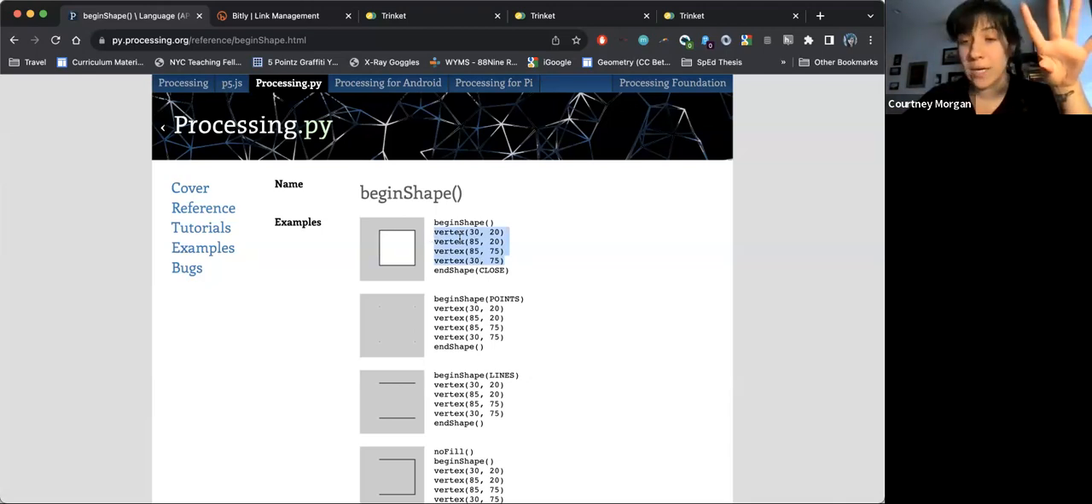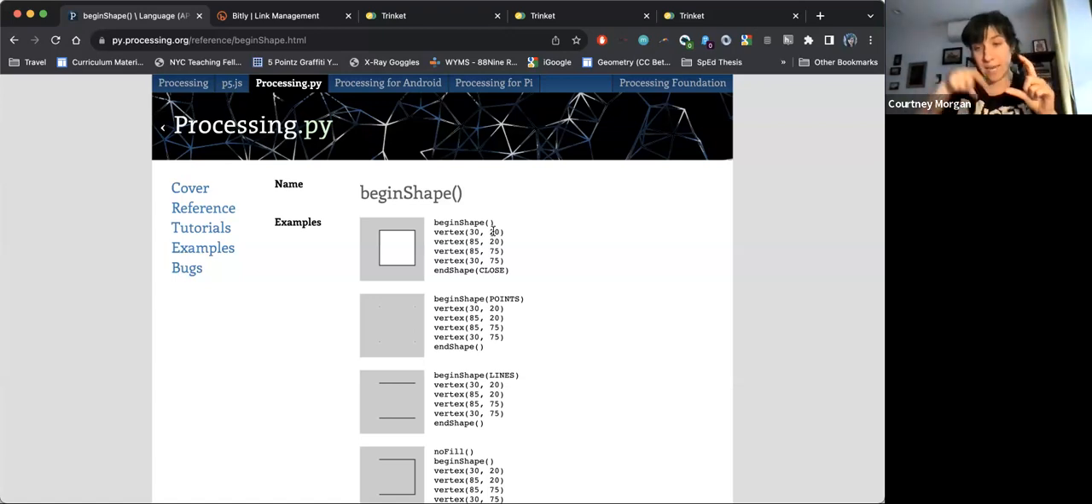This one has 4. It's drawing a square. That's a little silly when we know we have a rect function, but it's just an example. And it's going to work the same way as triangle and quad, just in a little bit of a different format. It's going to take all of these vertexes and play connect the dots in the order that you fed it the vertexes.